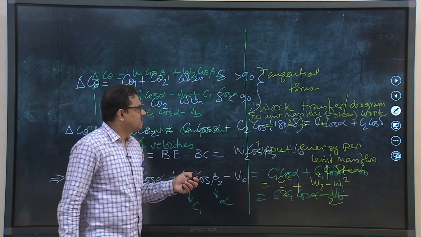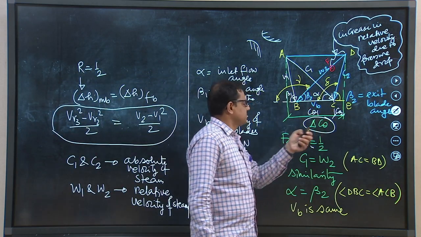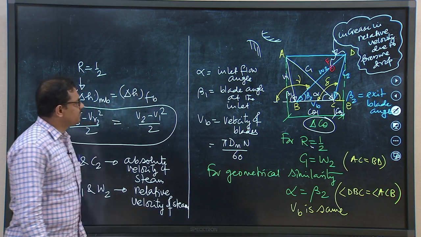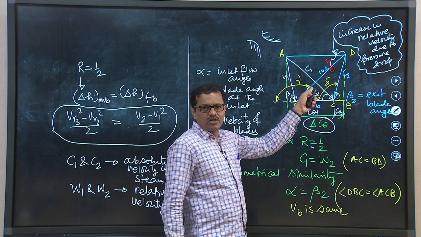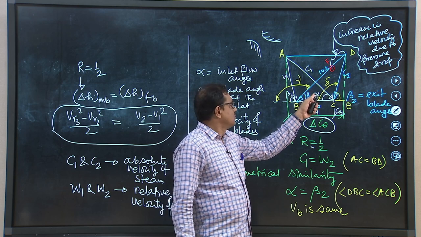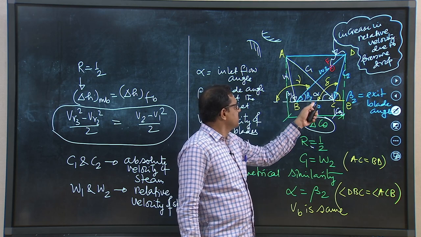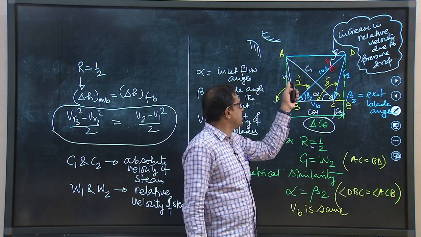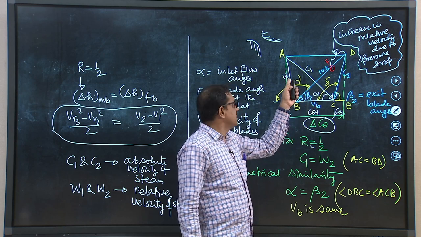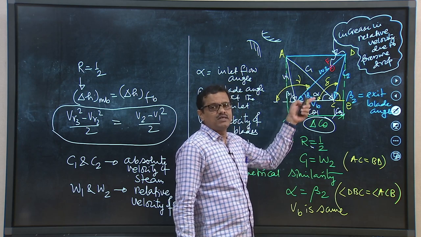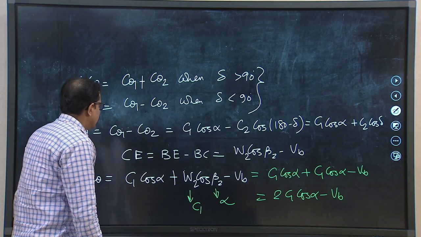So, if we look at the velocity triangle, that is ABC, we can write cos alpha, where alpha is also known. So cos alpha equals C1 square minus C1 square plus Vb square minus W1 square by 2 C1 Vb. From there we can write W1 in terms of known quantities, that is C1, Vb and alpha.